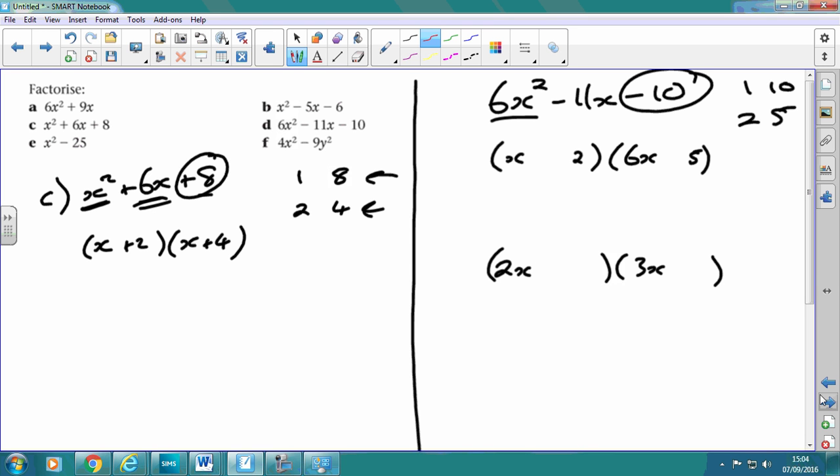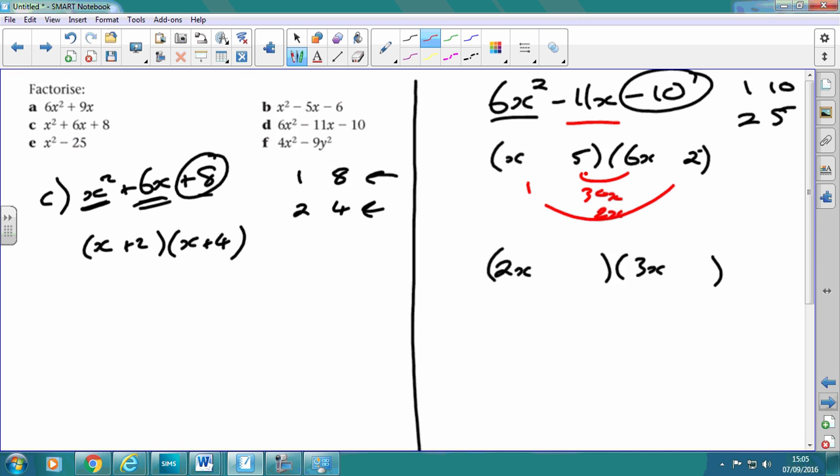So if I put the 2 here and the 5 here, 2 times 6x is going to be 12x. x times 5 is going to be 5x. I can't use 12x and 5x to make 11x. Therefore, it's not going to be that way around. So let's try it the other way. Let's try 5 here and 2 here. 5 times 6x is going to be 30x. x times 2 is going to be 2x. There's no way we could get 11x from 30x and 2x. So it's not going to be this.